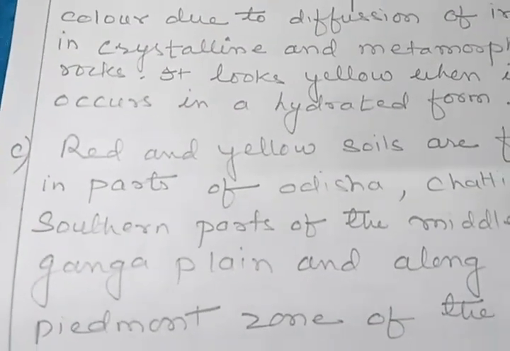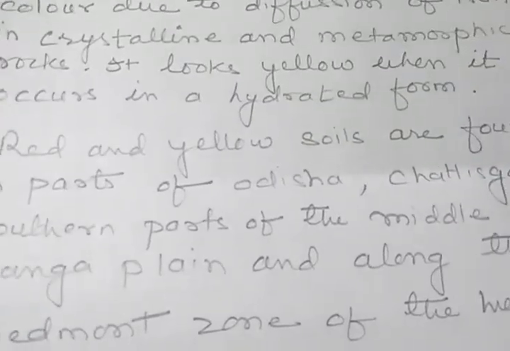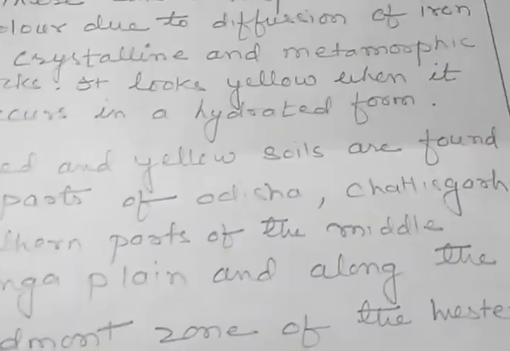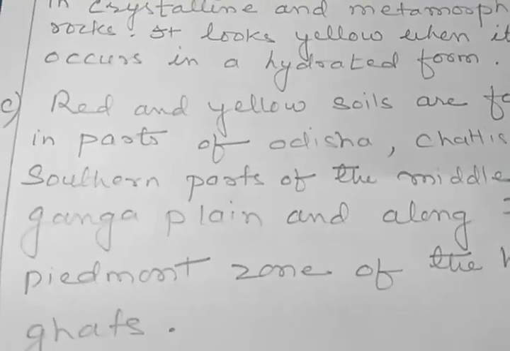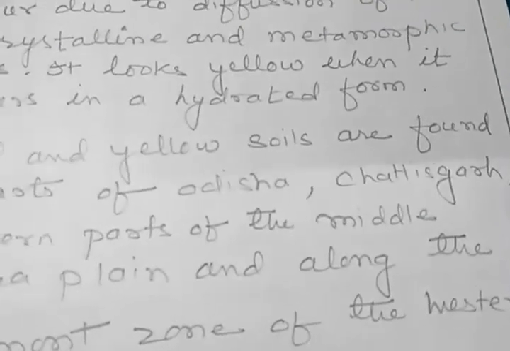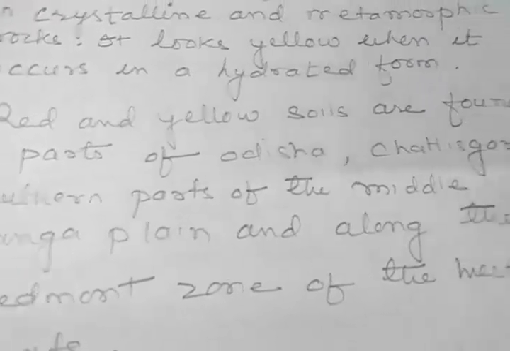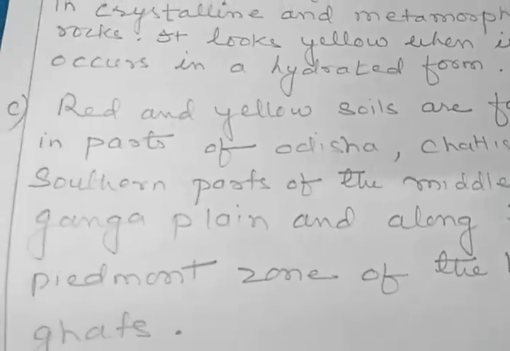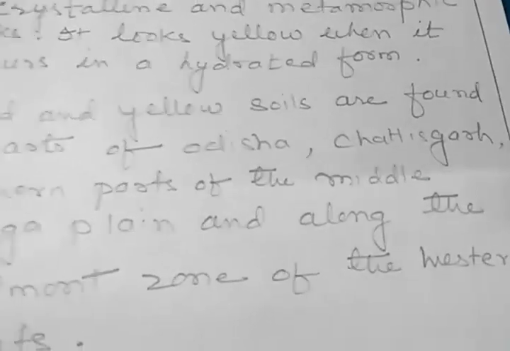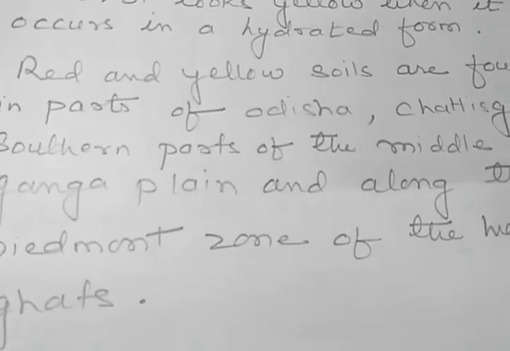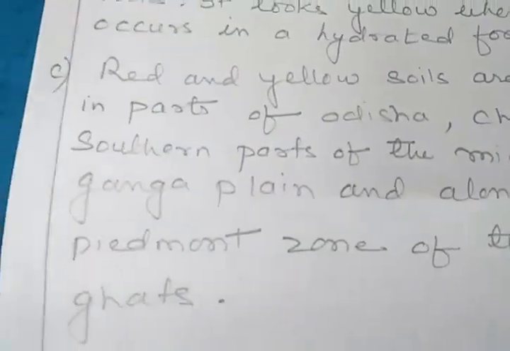Next, red and yellow soils are found in parts of Odisha, Chhattisgarh, southern parts of the middle Ganga plain, along the Piedmont zone of the Western Ghats.